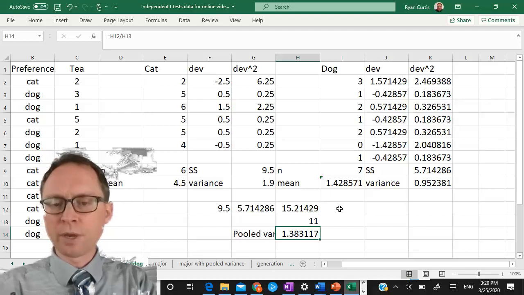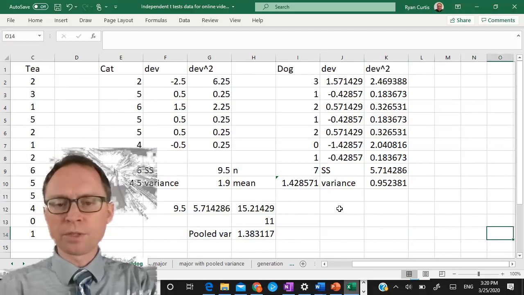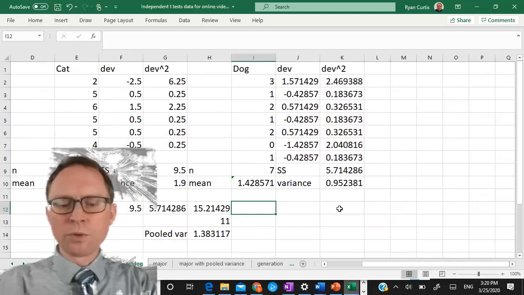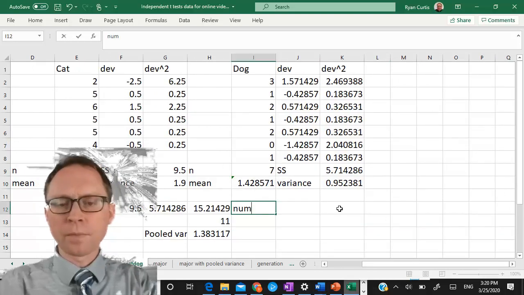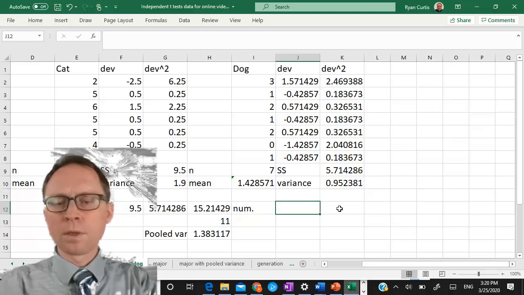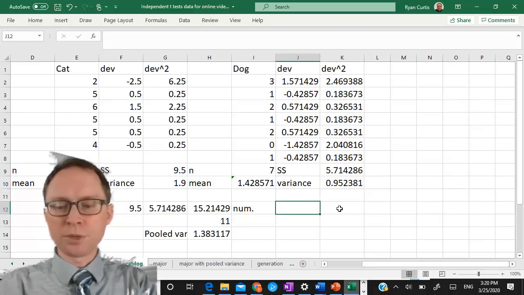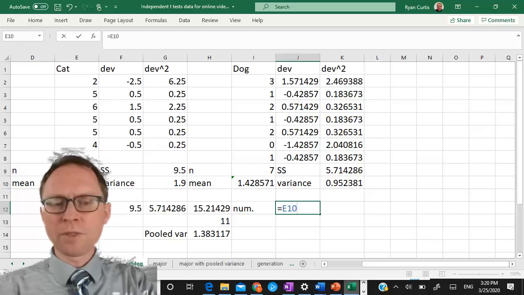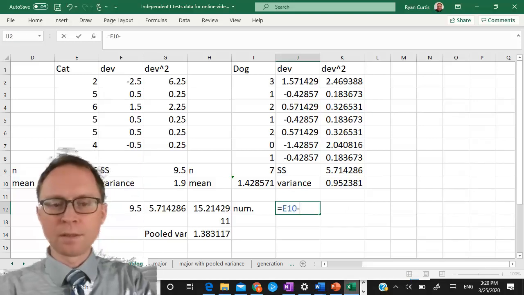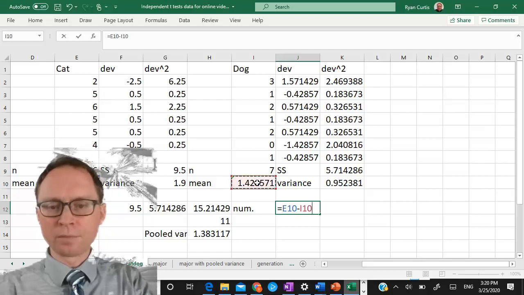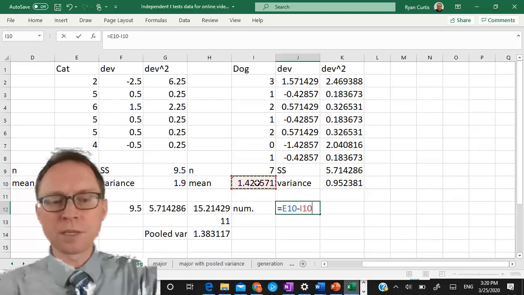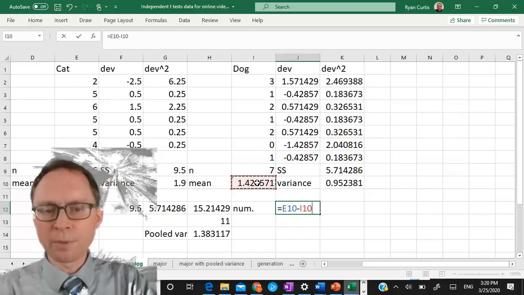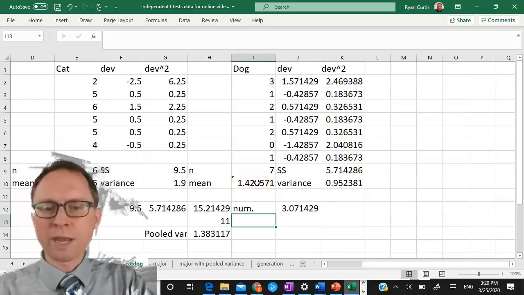So let's go ahead and get that numerator going over here. Let me move this over a little bit just to give us some space. So the numerator is going to be x bar sub 1 minus x bar sub 2. So that is the mean of the cat people minus the mean of the dog people. Okay, remember we're talking about cups of tea. So average cups of tea for cat people, 4.5. Average cups of tea for dog people, 1.42. When you subtract that, that's what you get.